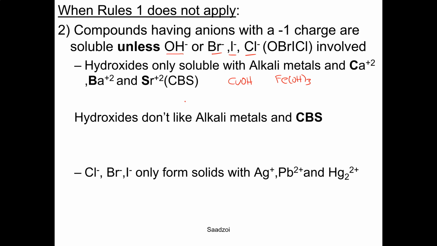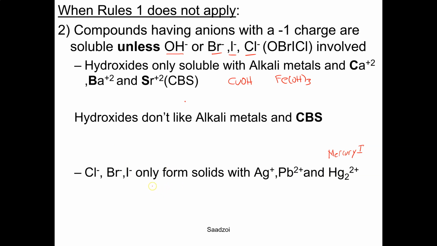Chlorides, bromides, and iodides only form solids with those 3. Notice this is mercury 1. This is known as mercury 1. What is mercury 2? Without the subscript 2. That's the difference. So if you see a little subscript 2 by the mercury, it's likely to be mercury 1 unless it's got that 2 because of whatever it's attached to, which is unlikely. Silver, lead, and mercury 1. And this is lead 2, not lead 4. So don't make that mistake. These 3 will form precipitates with these 3. If these are attached to anything else, they are soluble.